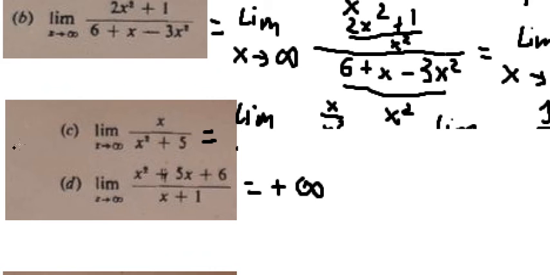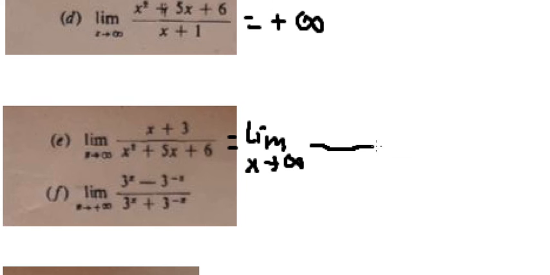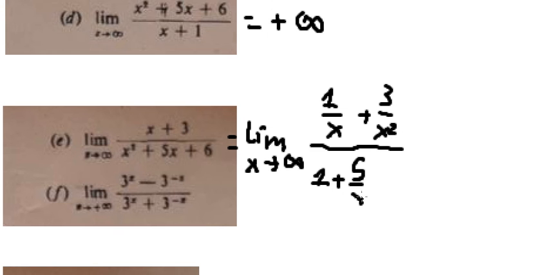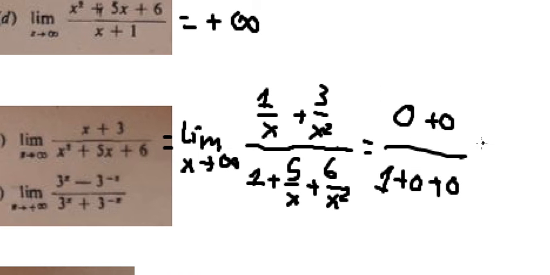Now we do similar for c. We divide by s squared in here. So we will have 1 over s plus 3 over s squared, plus 1 plus 5 over s plus 6 over s squared. So this one we will have 0 plus 0, over 1 plus 0, 0. And you get the number 0 in here.